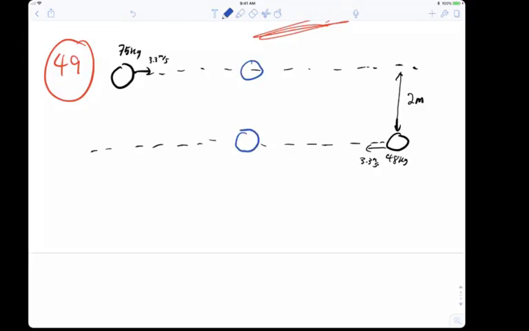At this moment, they link hands. And they start to spin around their center of mass. Where's their center of mass? It's right here somewhere. So how fast do they spin?